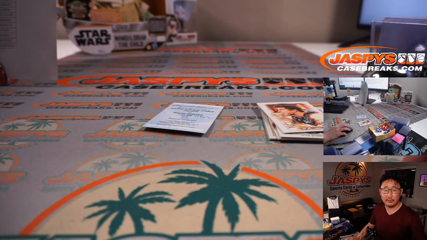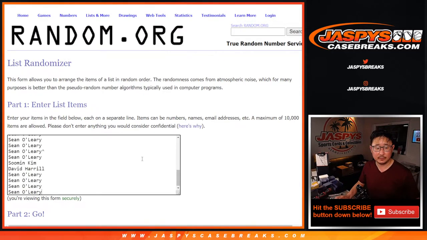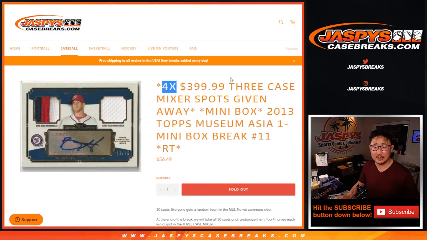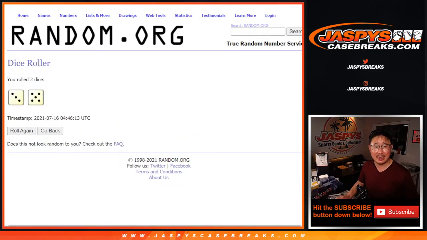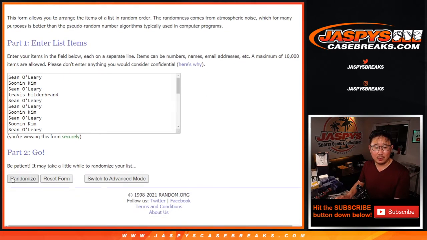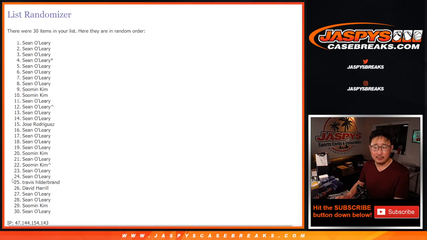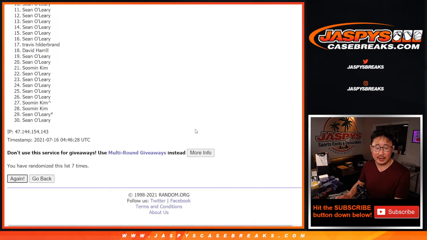All right, now let's flip back to this screen again. The more important part is, of course, who's going to win those spots. So in this particular one, we're giving away four spots in the three-case break. Let's roll it. Let's randomize it. Three and a five, eight times. Top four after eight. Good luck. One, two, three, four, five, six, seven, and eighth and final time.